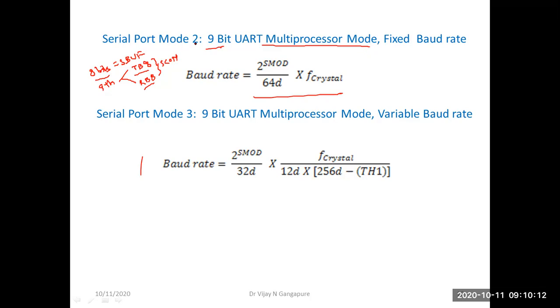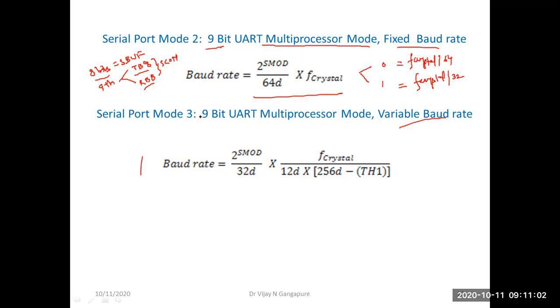If we have selected mode 2, that is a fixed baud rate. What is the difference between mode 2 and mode 3? Both modes are 9-bit UART multiprocessor modes, but mode 2 is fixed baud rate mode and mode 3 is variable baud rate mode. In mode 2, baud rate is equal to 2 to the power of SMOD divided by 64 multiplied by f crystal. That means we have two baud rates depending on the SMOD bit, 0 or 1. If SMOD is 0, baud rate is f crystal divided by 64, and if SMOD is 1, baud rate is f crystal divided by 32, that is double baud rate.